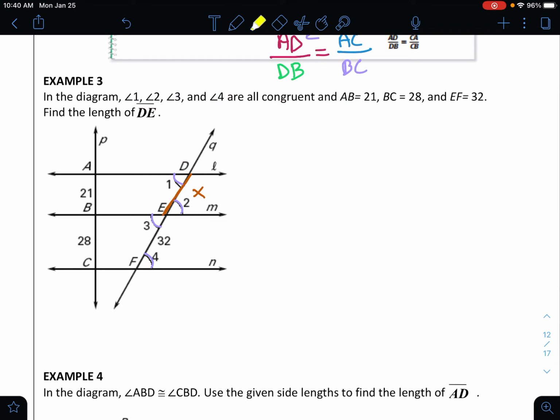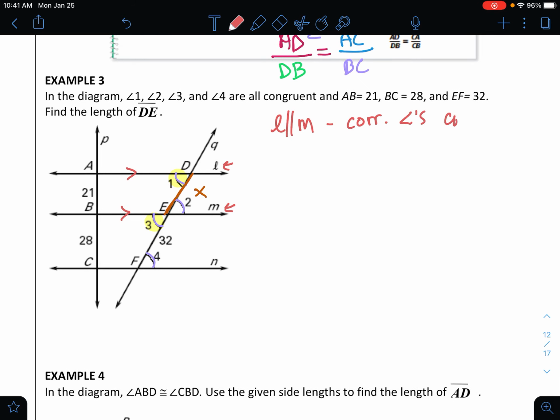Okay, so here's what I see. Let me highlight. If that angle is congruent to that angle, then this line is parallel to this line. And that is because those are corresponding angles, and those corresponding angles are congruent. Okay, so I'm going to say line L is parallel to M. I'm going to use these names right here. And that's the corresponding angles converse. Let me write that a little bit better. Corresponding angles converse.